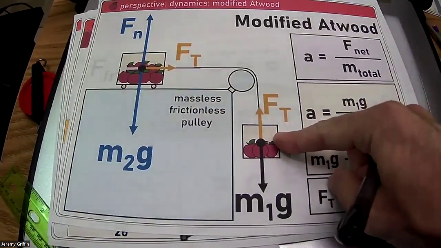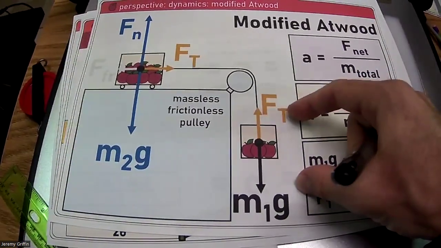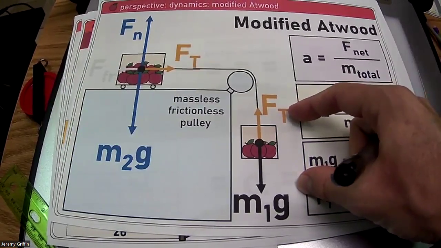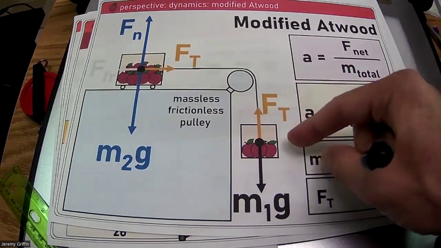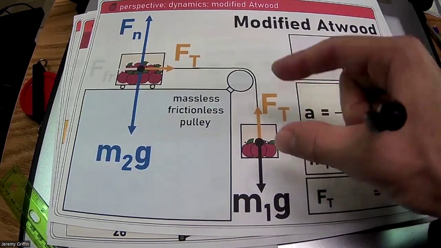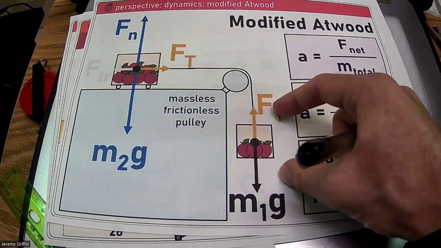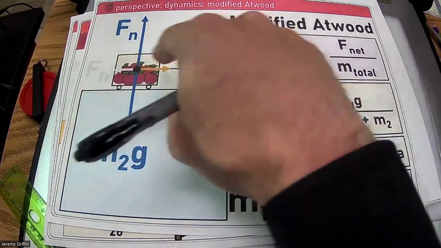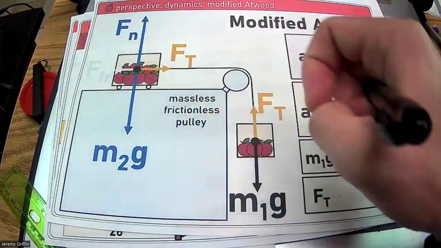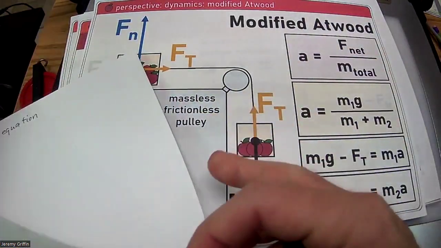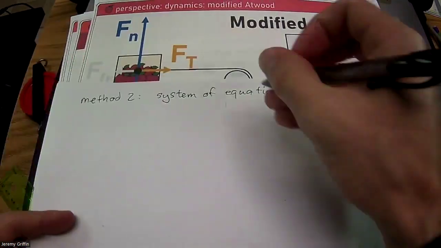For the hanging one, that's true. This weight down minus the tension is the net force. So just go back a little bit. M1G minus the tension force is the net force on the hanging one, and only the tension force was the net force on the M2 up here. All right. So what if I do a system of equations?